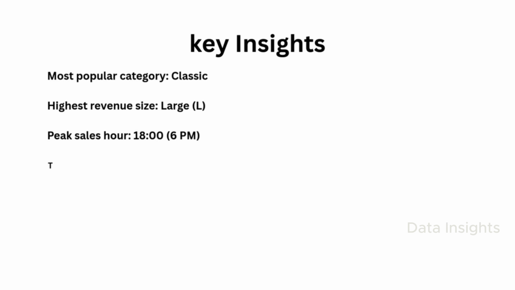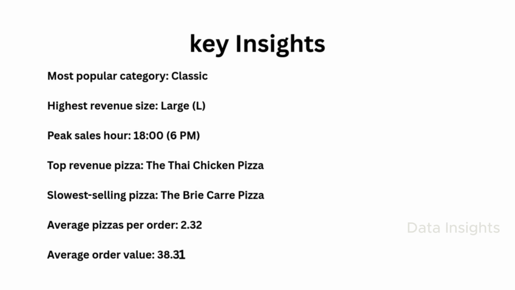Here is a quick summary of our key insights from the pizza sales data. The most popular pizza category is the classic one, while the largest pizza size generates the most revenue. The peak sales hour is at 6 p.m., which is when most orders come in. Our top revenue generating pizza is the Thai chicken pizza, while the slowest selling pizza is the Brie Carre pizza. On average, there are 2 pizzas per order and the average order value is $38. These insights help us understand customer preferences, peak times, and revenue drivers.